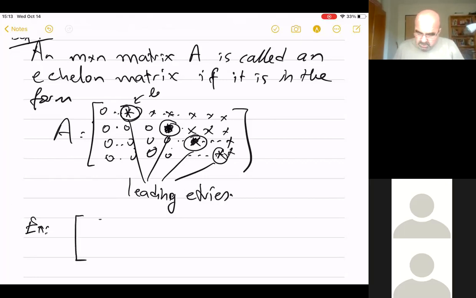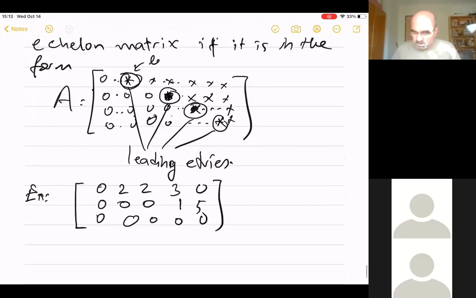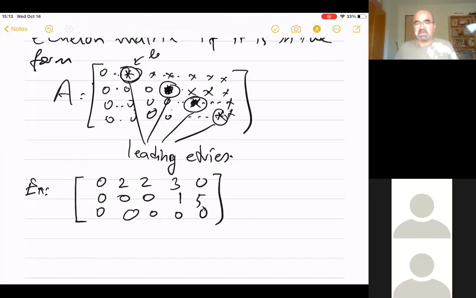0, 2, 2, 3, 0, 0, 0, 0, 1, 5, and then 0, 0, 0, 0, 0. This is an echelon matrix, right? In the last row, there is no leading entry because there is no non-zero element. So these are the leading entries. So 2 and 1 are leading entries.